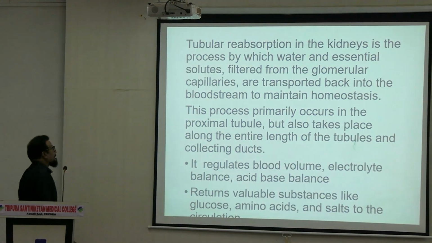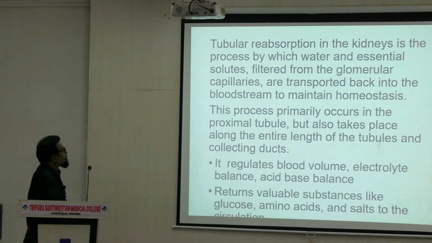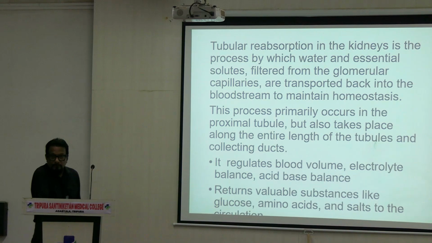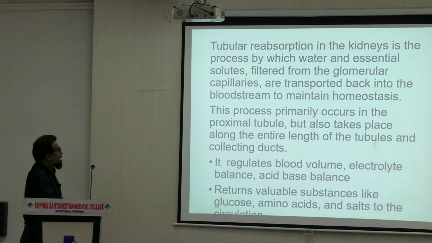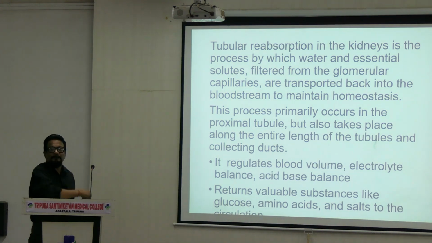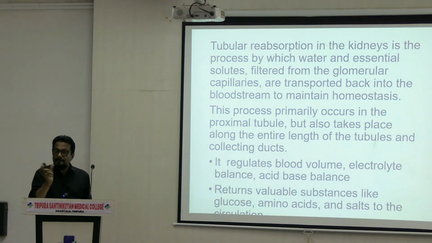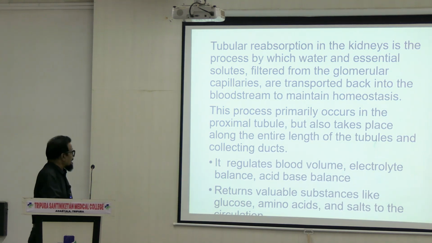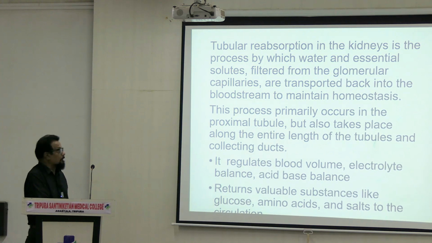Tubular reabsorption in the kidneys is the process by which water and essential solutes filtered from the glomerular capillaries are transported back into the bloodstream to maintain homeostasis. This process primarily occurs in the proximal tubule, but also takes place throughout the entire length of the renal tubule, including the collecting ducts. It regulates blood volume and electrolyte balance. It controls pH balance, meaning acid-base balance. Okay, it returns valuable substances like glucose, amino acids, and salts to the circulation, including water.